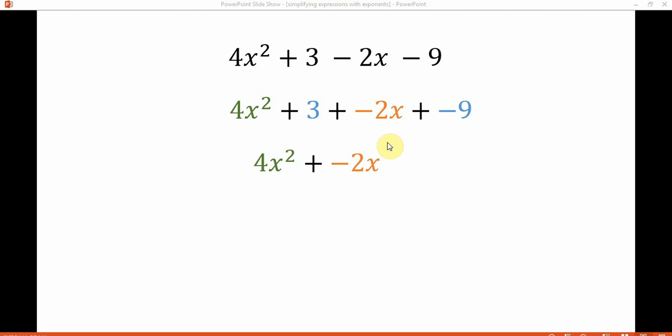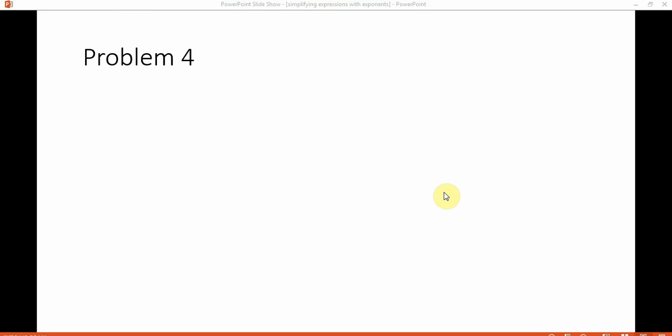So carry it down. Last thing I'm going to do, I'm going to combine what I have left. I've used 4x squared. I've used negative 2x. Those are both down. Now I am looking at this 3. Anything I can add with the 3? Yes. I can add the negative 9. Neither of them have an x on it. I can add them together. Negative 6. Final answer is 4x squared plus negative 2x plus negative 6.